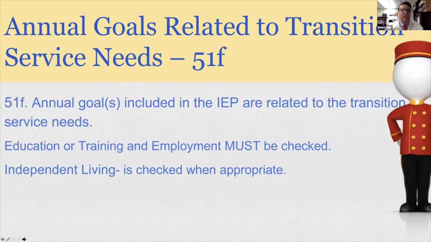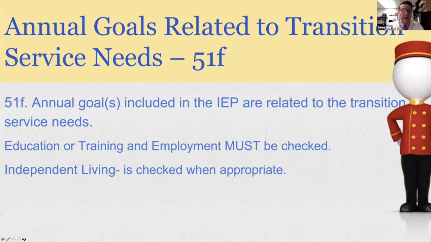So 51F, annual goals related to transition service needs. We want you to realize that when the student is in elementary school or middle school, there's a lot of time left with that student. So the focal point of the IEP at that particular time might be to increase academic skills and functional skills, so that they achieve at a greater level that's closer to what's expected of them. Now, when we transition into age 14, 15, 16, we start seeing that the goals written in the IEP are written so that they can support the focal point, which at the high school level is successful post-secondary transition.